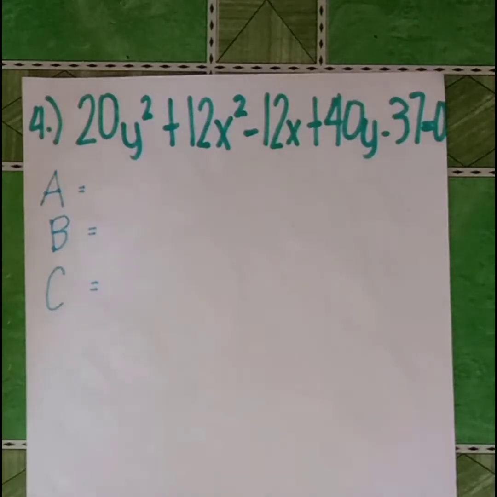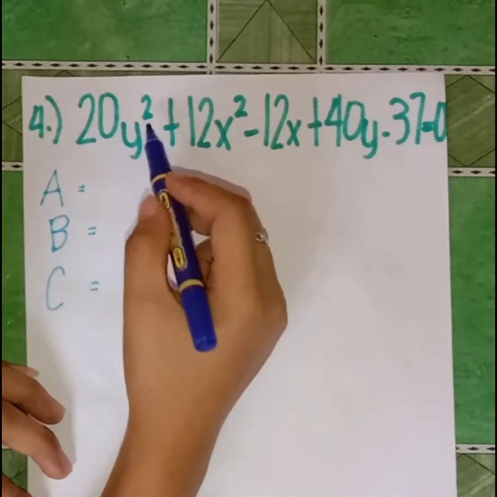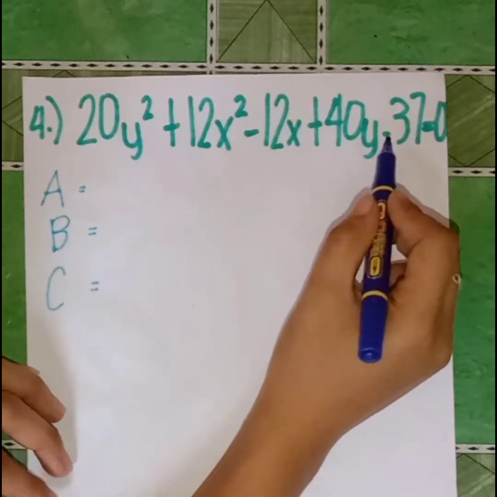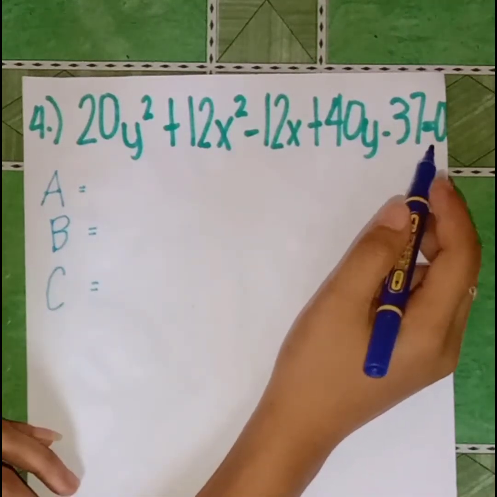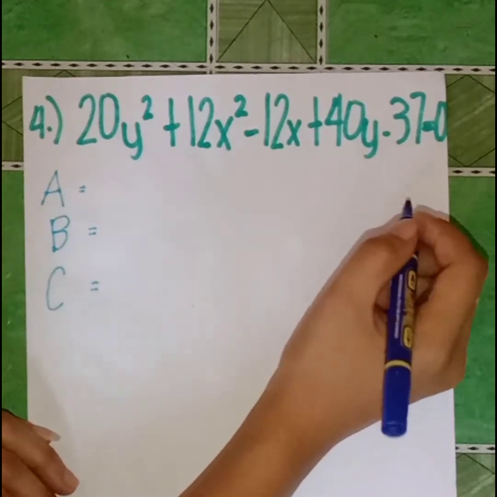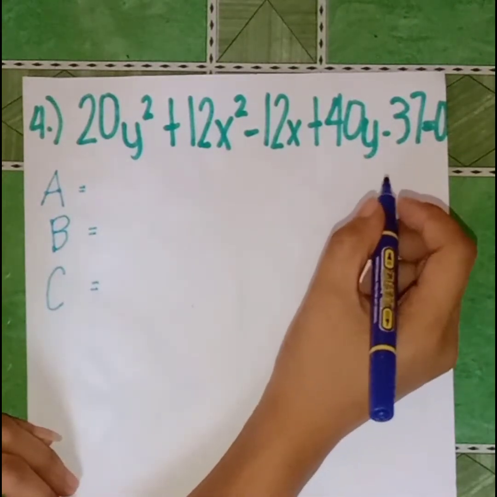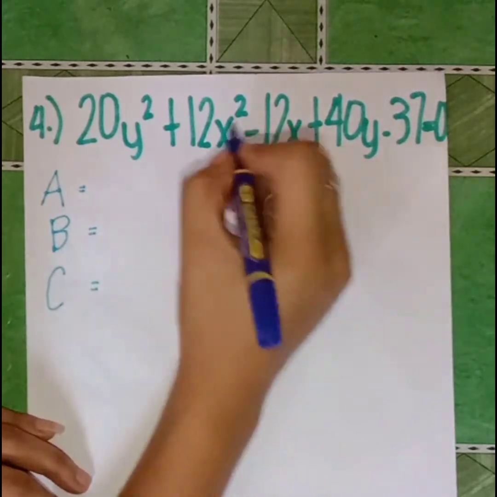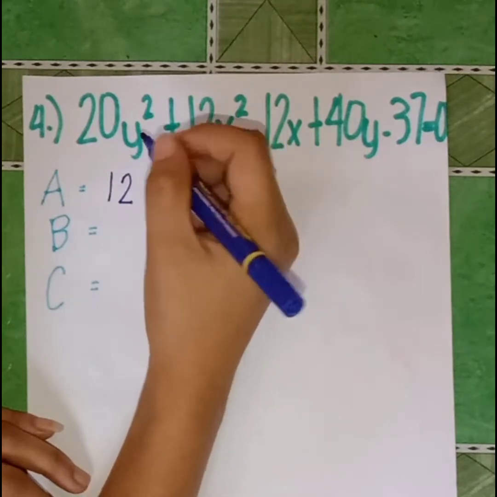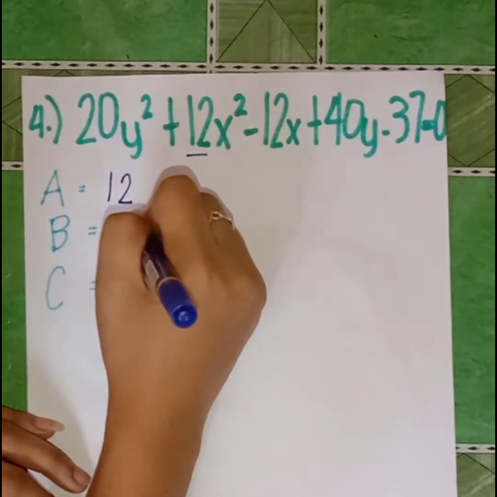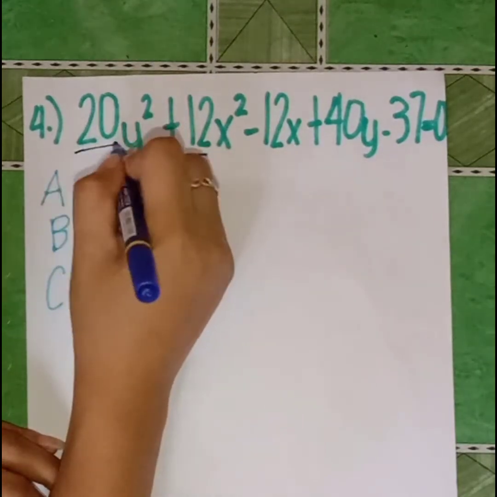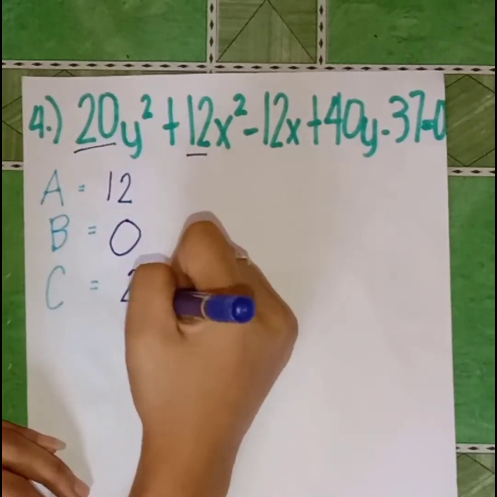Another example is 20y squared plus 12x squared minus 12x plus 40y minus 37 equals 0. First, we will identify the coefficients A, B, and C. So, our coefficient A is equal to 12. Our coefficient B contains 0 since there is no xy here. And our coefficient C contains 20.